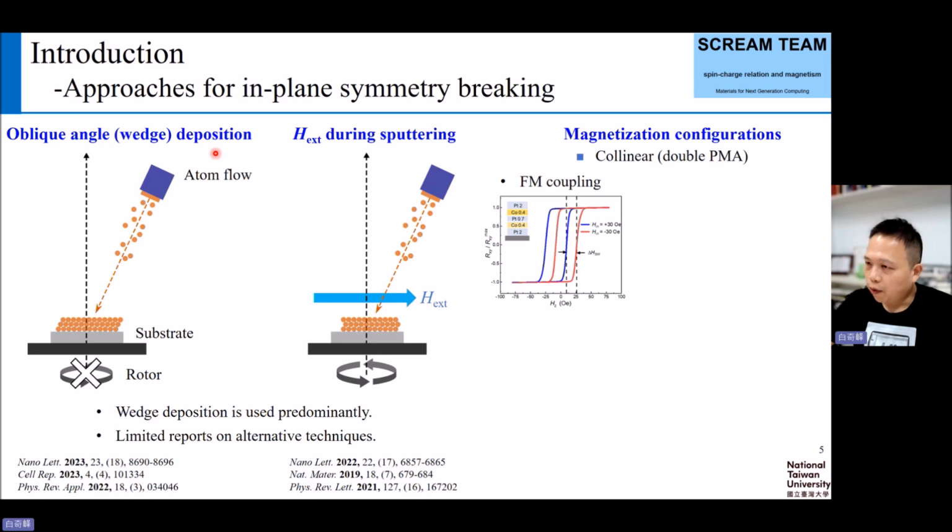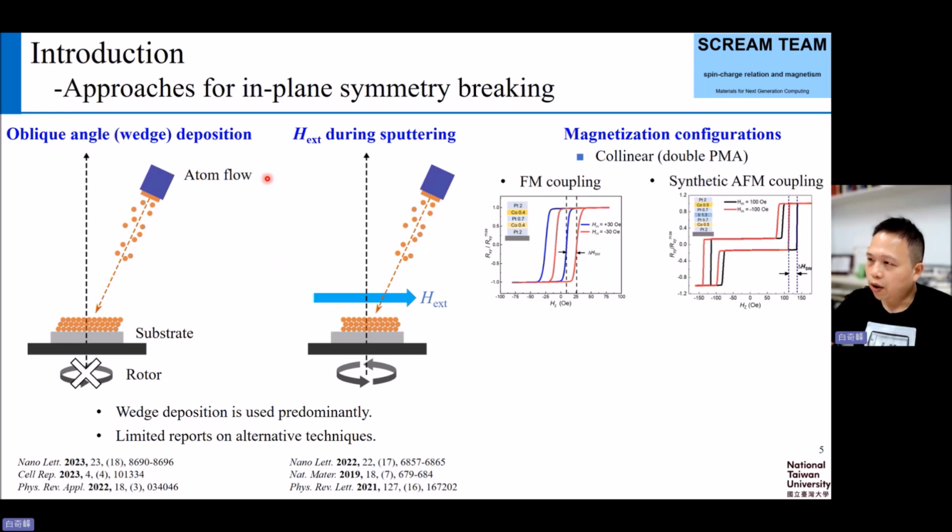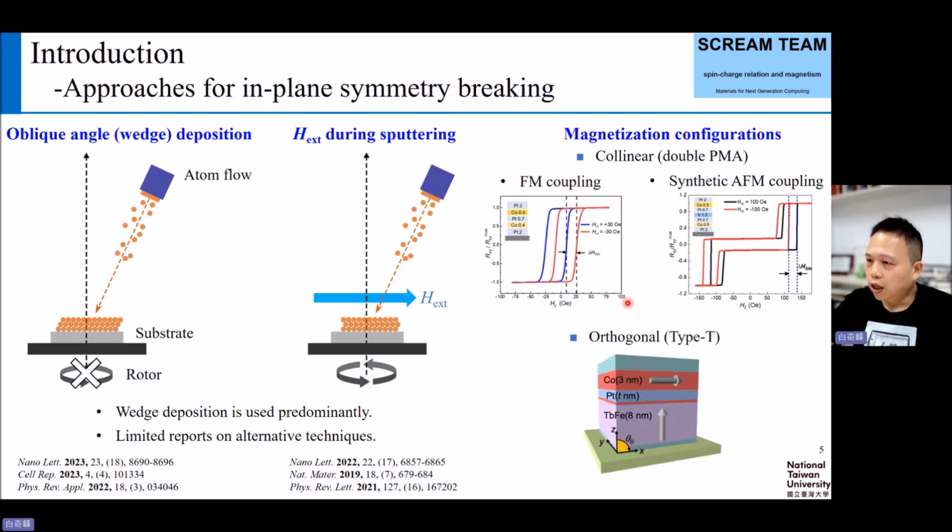famous or popular configurations for showing this kind of interlayer DMI effect are either using the double PMA structure, so this can be synthetic ferromagnetic layers or synthetic anti-ferromagnetic layers, or using the orthogonal type T structure. At the beginning, I'm going to show you the results coming from the type T approach, which is much simpler because we just have one in-plane magnetization and the other having perpendicular magnetic anisotropy. And the effective field can be much easier to capture.